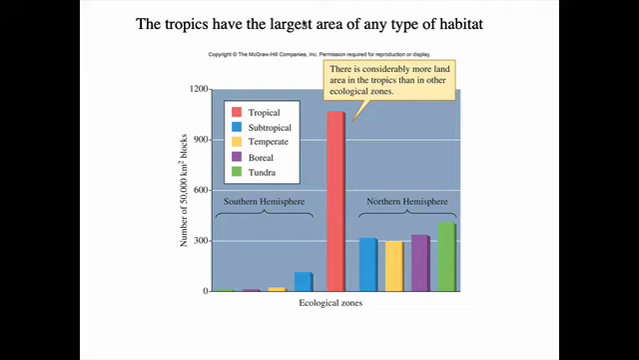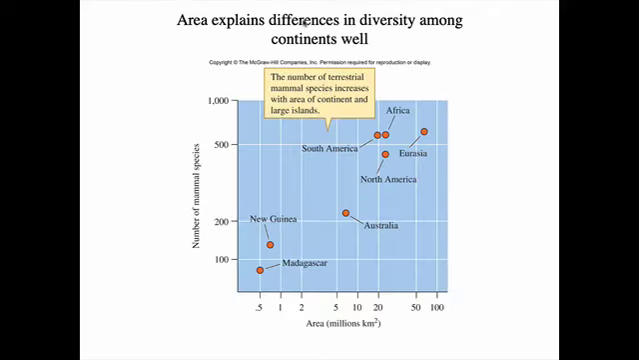So if you have high rates of speciation and low rates of extinction, you will accumulate more species. End of story. So area explains differences in diversity at the continental scale really well. Here's area in millions of kilometers, and here's some of the larger land areas. Eurasia is by far the largest, although Africa is like the second-ish largest.